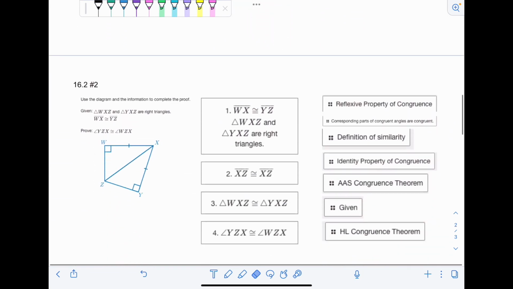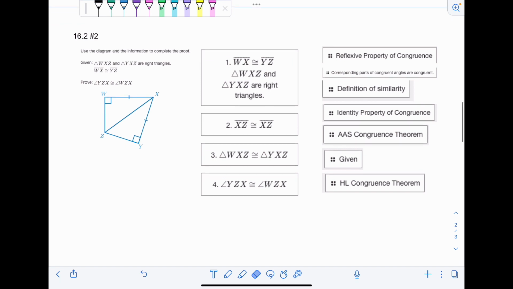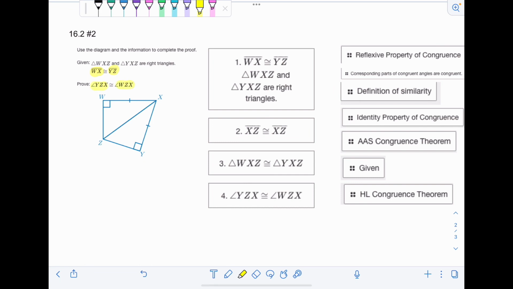Okay, moving down to 16.2, number 2, another proof. This one is a regular proof, so it's not backwards like the one in 16.1 was. So use the diagram and the information to complete the proof, given that triangle WXZ and triangle YXZ are right triangles, and also that segment WX is congruent to YZ. Prove that angle YZX is congruent to WZX.